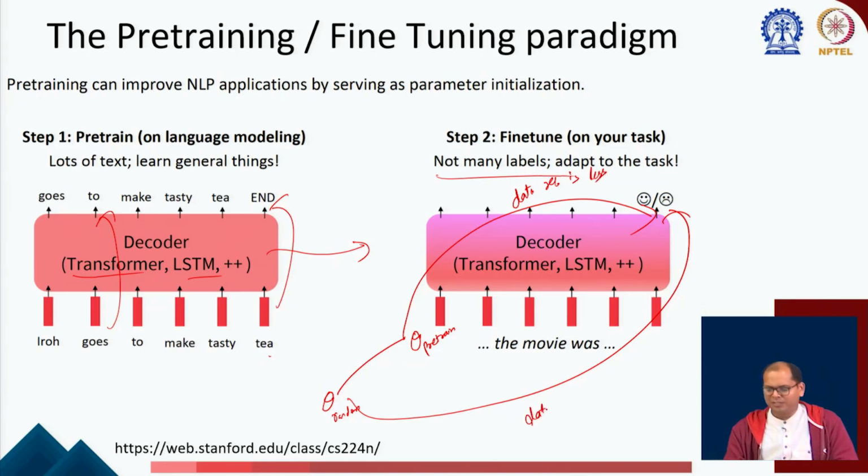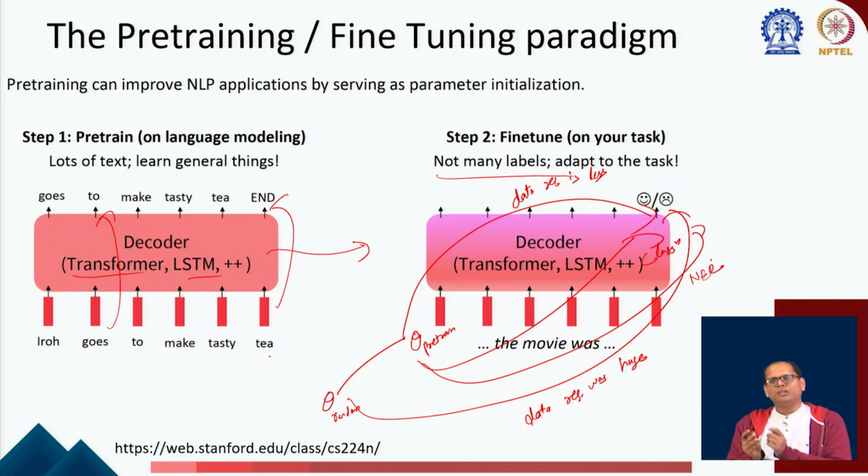Whereas this part's data requirement was huge. And now I can do various tasks. So from here I can do classification, I can do NER. I will use different parameters, but I will start from pre-train only, and I need little data to further fine tune my model.